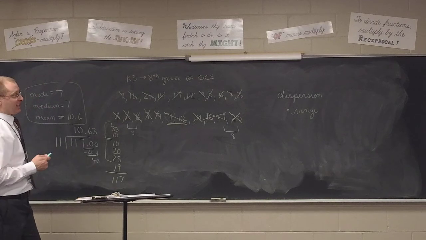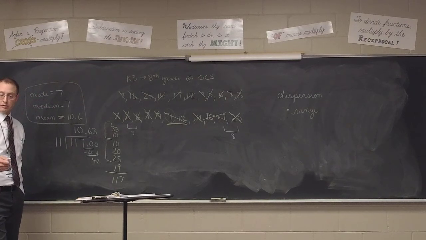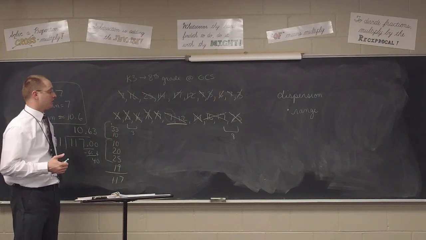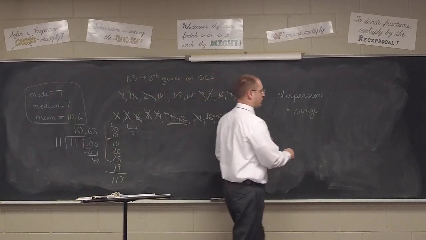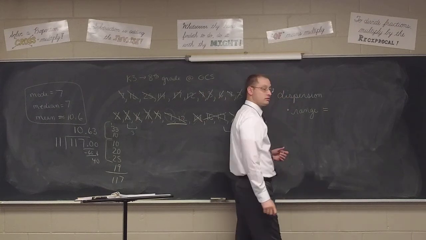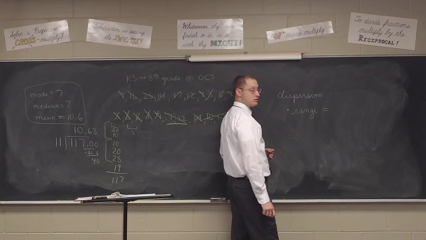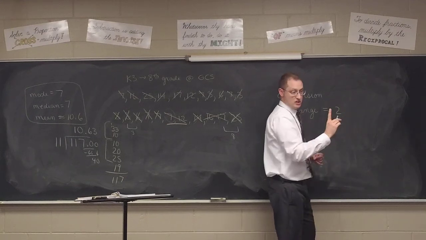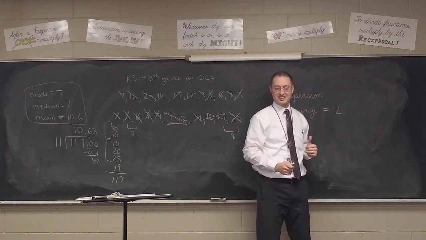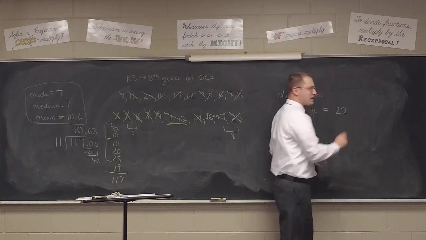Obviously, in this data set, the highest class number is 25, and the lowest number is 3. So what would the range be for our particular data set? The difference between the highest and lowest? 22. Now think about it.